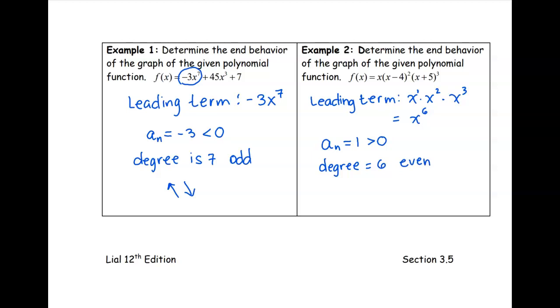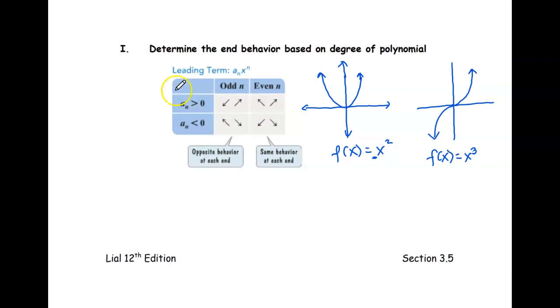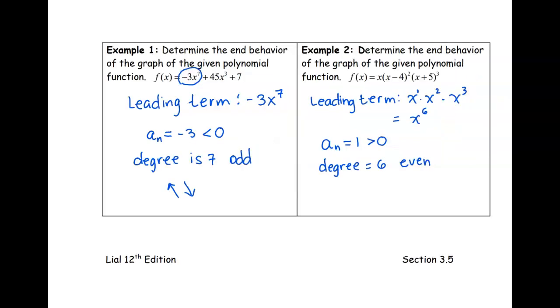Now, we know from our previous discussion that if the degree is even, we have the same behavior at each end. Either both of them are pointing upwards or both of them are pointing downwards. And that depends on the sign of a sub n. In this case, we have a sub n that is greater than 0. So therefore, the end behavior would look like this. And so the end behavior is both pointing upwards.